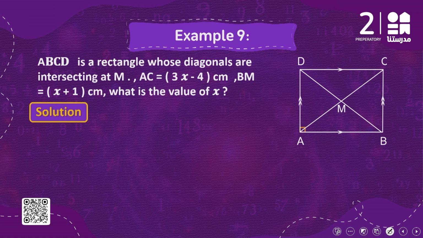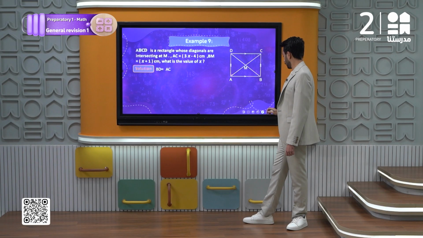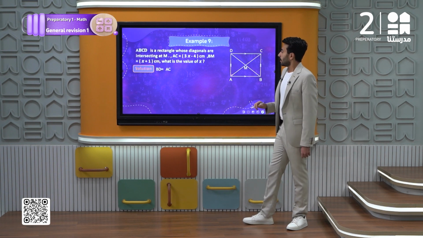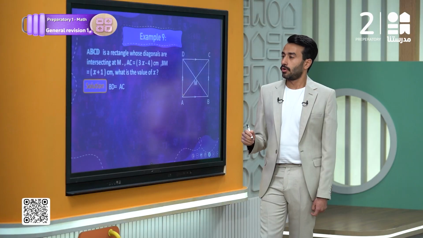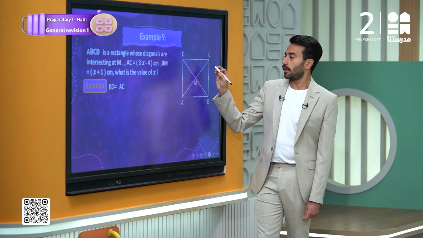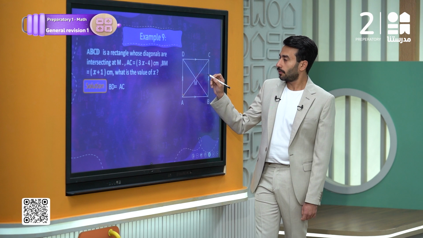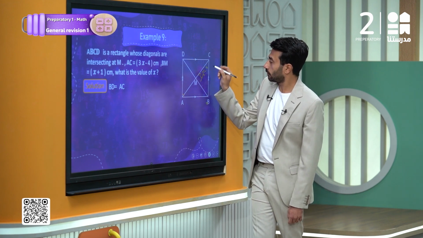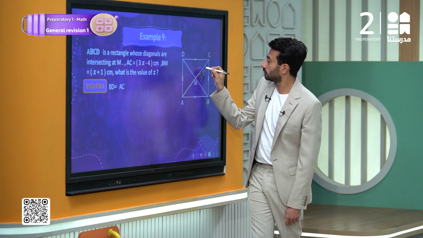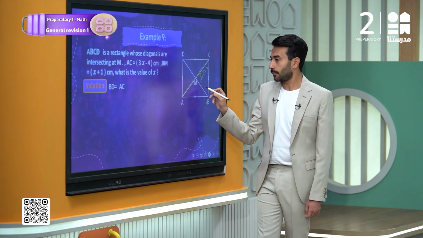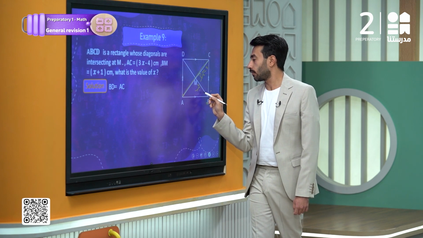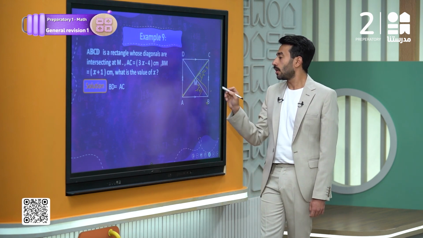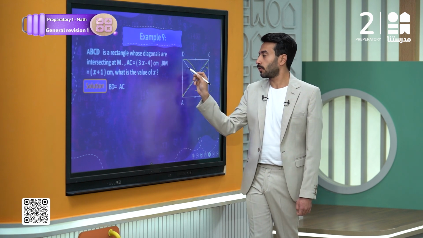ABCD is a rectangle whose diagonals are intersecting at M. AC equal and BM equal. Take care about the values for each one. What's the value of x now? We know that if AC equal to 3x minus 4, as we said, this is for the total AC. And if BM just equal x plus 1, this is for BM, this part. This part for sure will be the same as x plus 1.